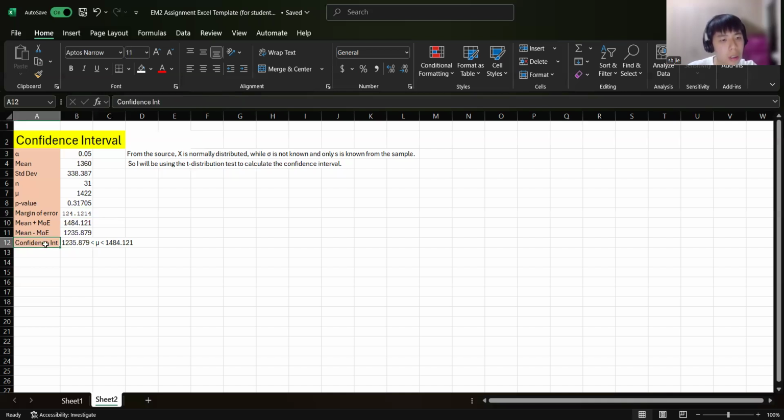So at 95% confidence interval, I calculated that 1,235.879 is less than the hypothesis, which is less than 1,484.121. The first value was calculated from the mean minus the margin of error, while the second value was calculated from the mean plus the margin of error. And that is it for my math presentation assignment.